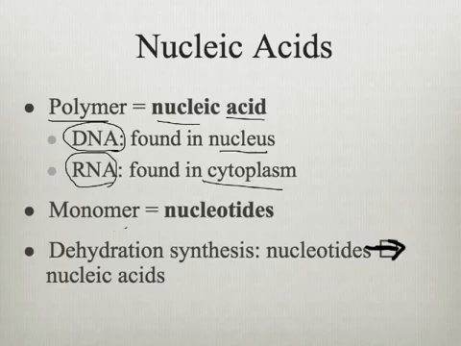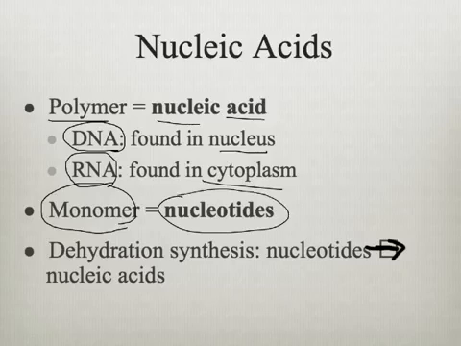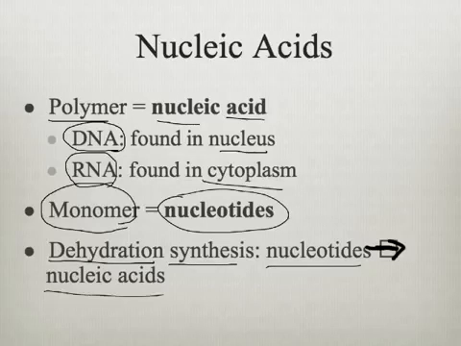And the monomer, so those are the polymers, the monomers are called nucleotides, okay? So just like with every other macromolecule, we're going to use a dehydration synthesis reaction to link together nucleotides to form a nucleic acid. So let's look at what a nucleotide looks like.